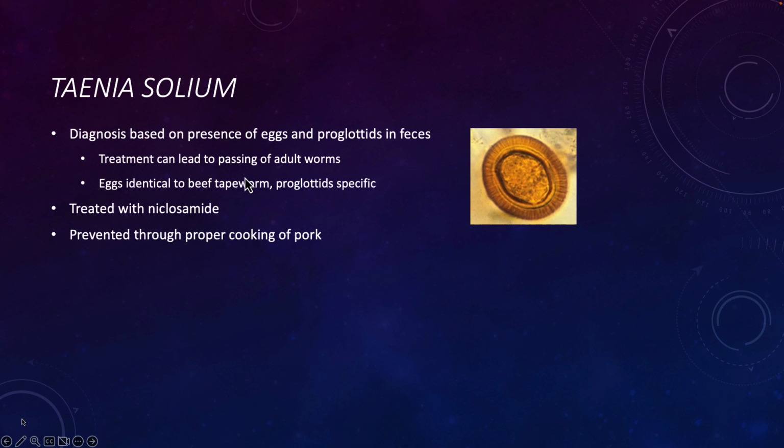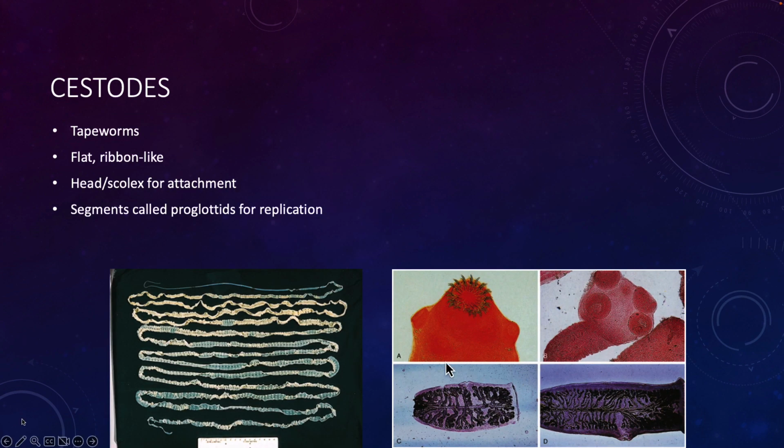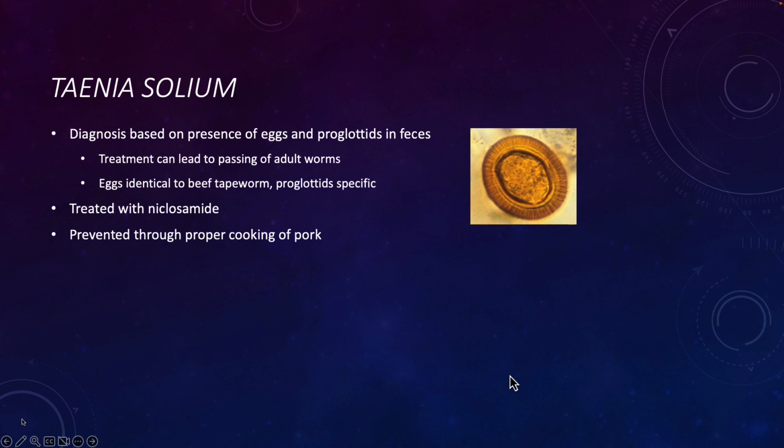Diagnosis is based on the presence of the eggs or proglottids in the feces. This is what the egg looks like. Remember the proglottids. I'll go back here. The proglottids look like this. They look like little segments. So you could either have the eggs or the segments in the feces. Treatment should lead to passing of the adult worm. And these worms can be pretty long, feet long. So it's not going to be a surprise. You'll see it and that's the worm.